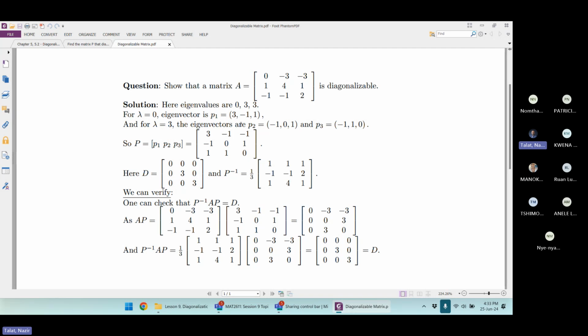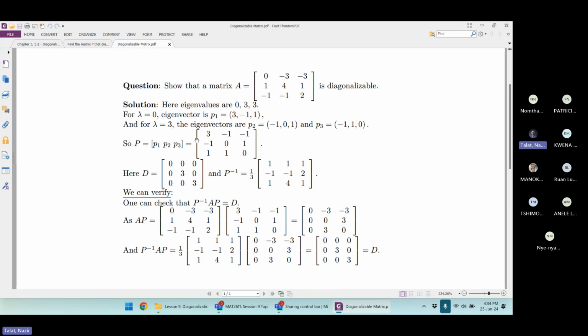Now we need to find its eigenvectors. For lambda equal to 0, the eigenvector is (3, minus 1, 1). And for lambda equal to 3, there are two eigenvectors, p2 and p3, which are (minus 1, 0, 1) and also (minus 1, 1, 0). If these are the values, then with the combination of p1, p2, p3, you can make a matrix P, and this matrix is always diagonalizable. It means this matrix P is invertible because these three vectors are independent of each other.